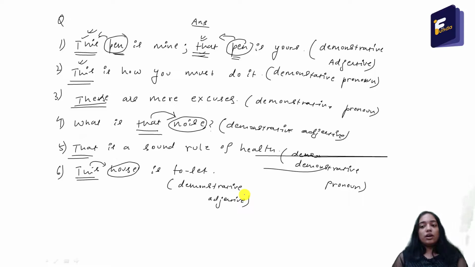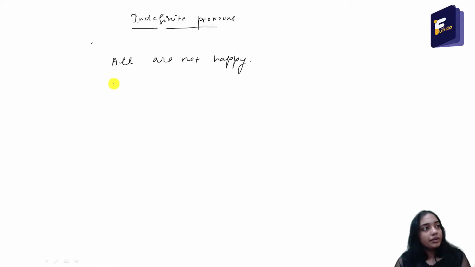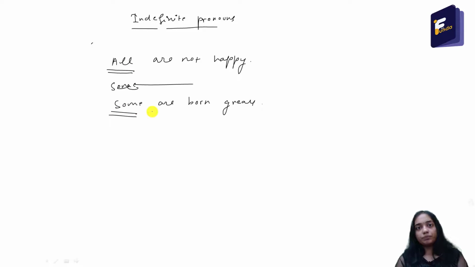So now we will move towards indefinite pronouns. We've completed demonstrative, now we will move towards indefinite pronouns. Let me give you some example sentences. All are not happy. Some are born great. In these two sentences you can see that the words all and some are used.